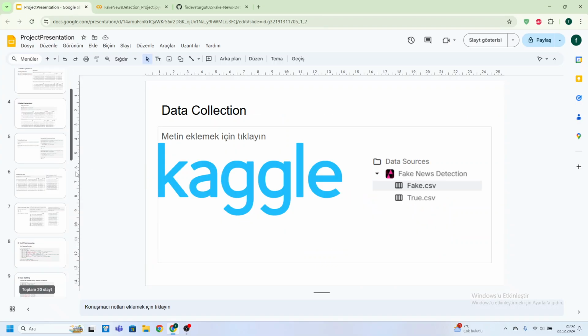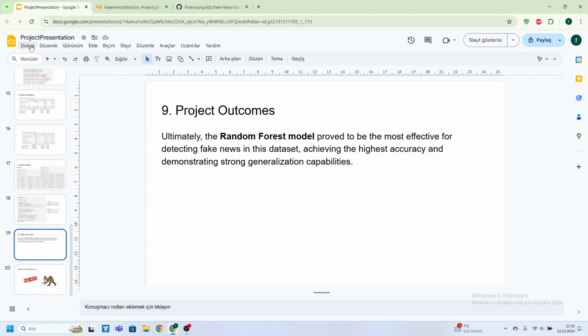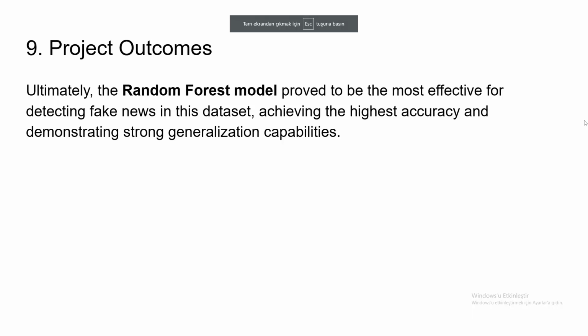So now, what I learned from this project: the importance of data preprocessing and cleaning in improving model performance, and how different machine learning algorithms perform on the same task. First, logistic regression, balanced but slightly lower test accuracy. Second one, decision tree, prone to overfitting. Third one, random forest, best test accuracy and robustness. And last one, gradient boosting, close performance to random forest.